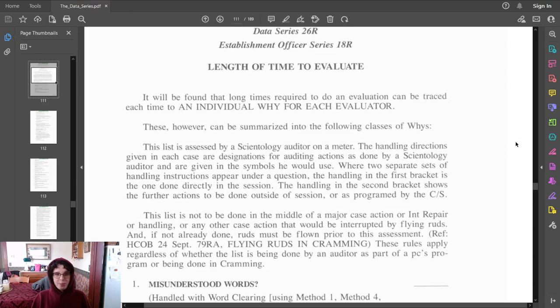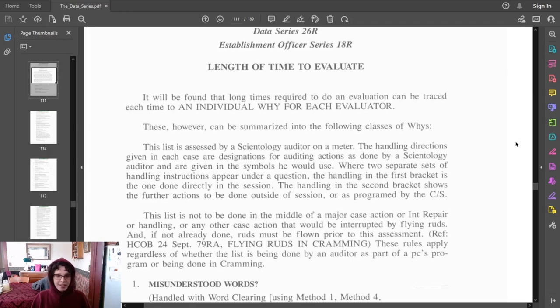This list is assessed by a Scientology auditor on a meter. Again, the meter's the important part. Whatever it says is the important part, not whether the PC actually has done any of these. The handling directions given in each case are designations for auditing actions as done by a Scientology auditor and are given in the symbols he would use. Where two separate sets of handling instructions appear under a question, the handling in the first bracket is the one done directly in the session. The handling in the second bracket shows the further actions to be done outside of session or is programmed by the CS.